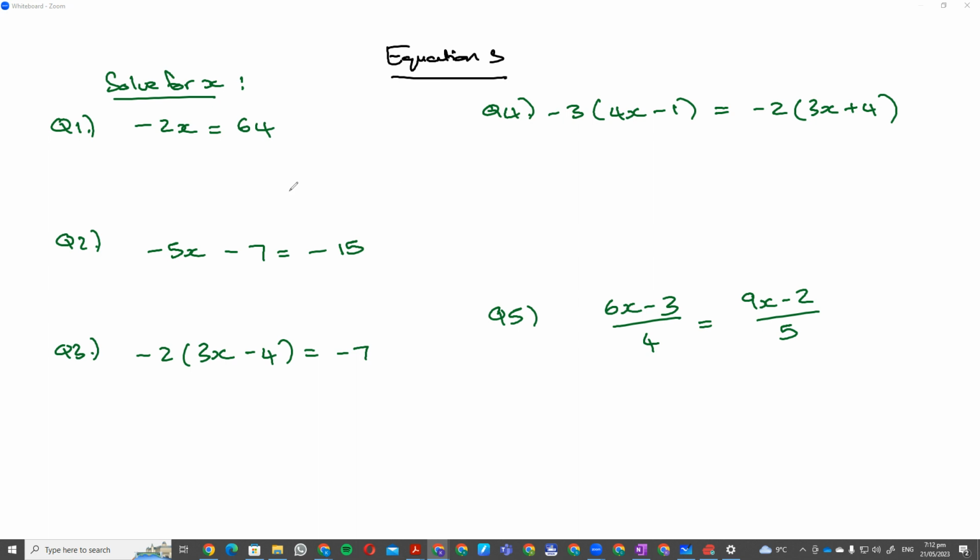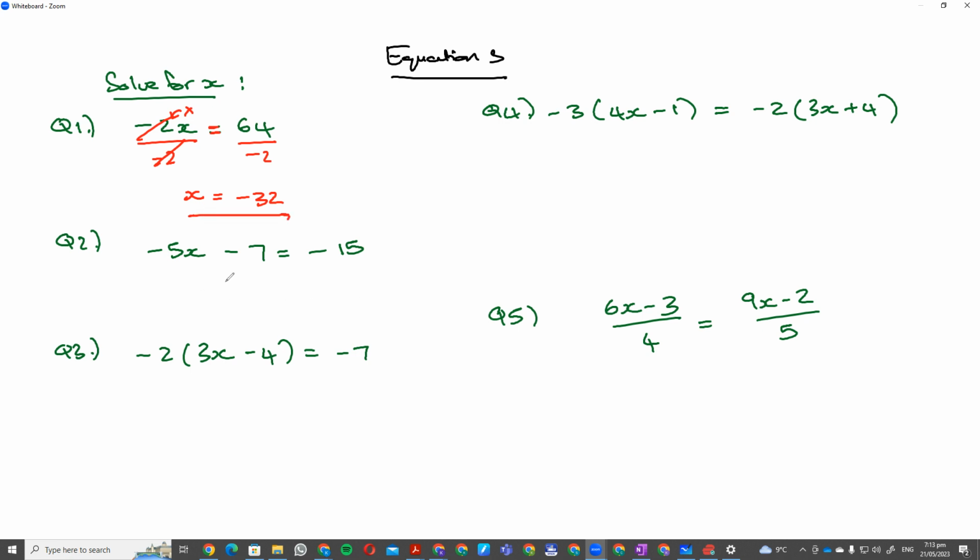Okay, so in this first question over here, what we have is a negative 2 in front of a variable x, which means there's a hidden multiplication right over there. So we do the opposite and we divide instead of multiply by negative 2 on both sides of the equation because it's equal. So we want to keep it equal, but we want to get x alone. So we divide by negative 2 and we get x equals 64 divided by negative 2 is negative 32.